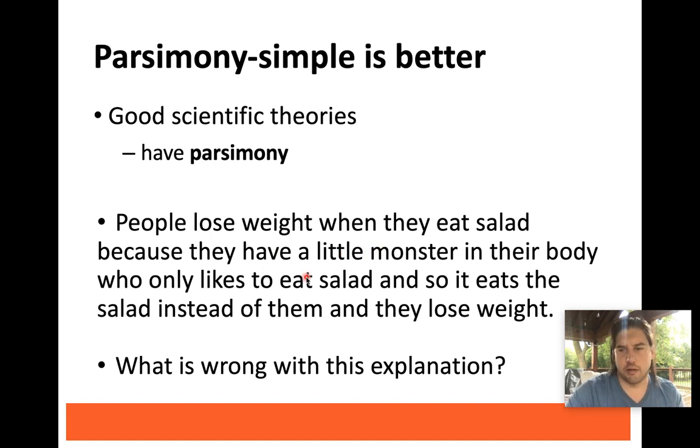It's too complicated. It's too much. It doesn't actually efficiently or effectively explain the phenomena, right? What does explain the phenomena? Well, salads, when you make them correctly, tend to be lower in calories than other food. So people who eat more salad are more likely to have a calorie deficit and thus lose weight. That's it, right? That's the actual scientific explanation, and it's much more parsimonious, right? It fits with what we know, and it efficiently and effectively explains the phenomena.